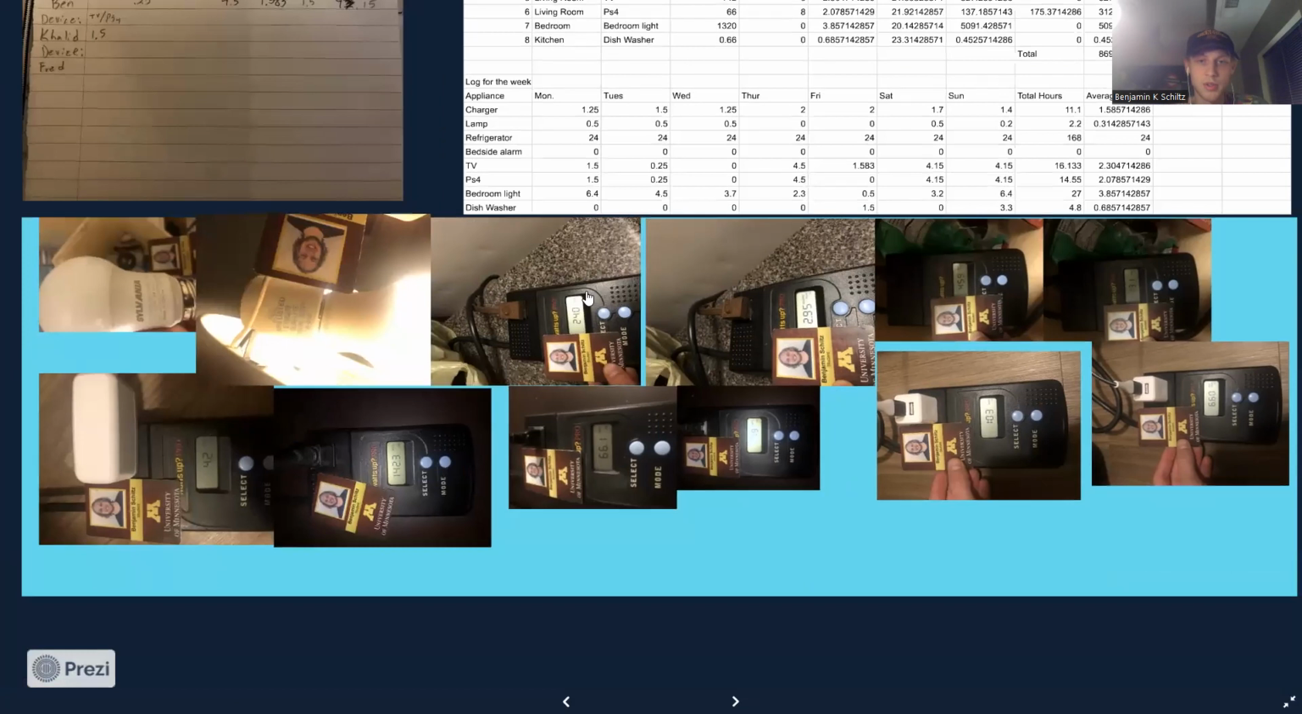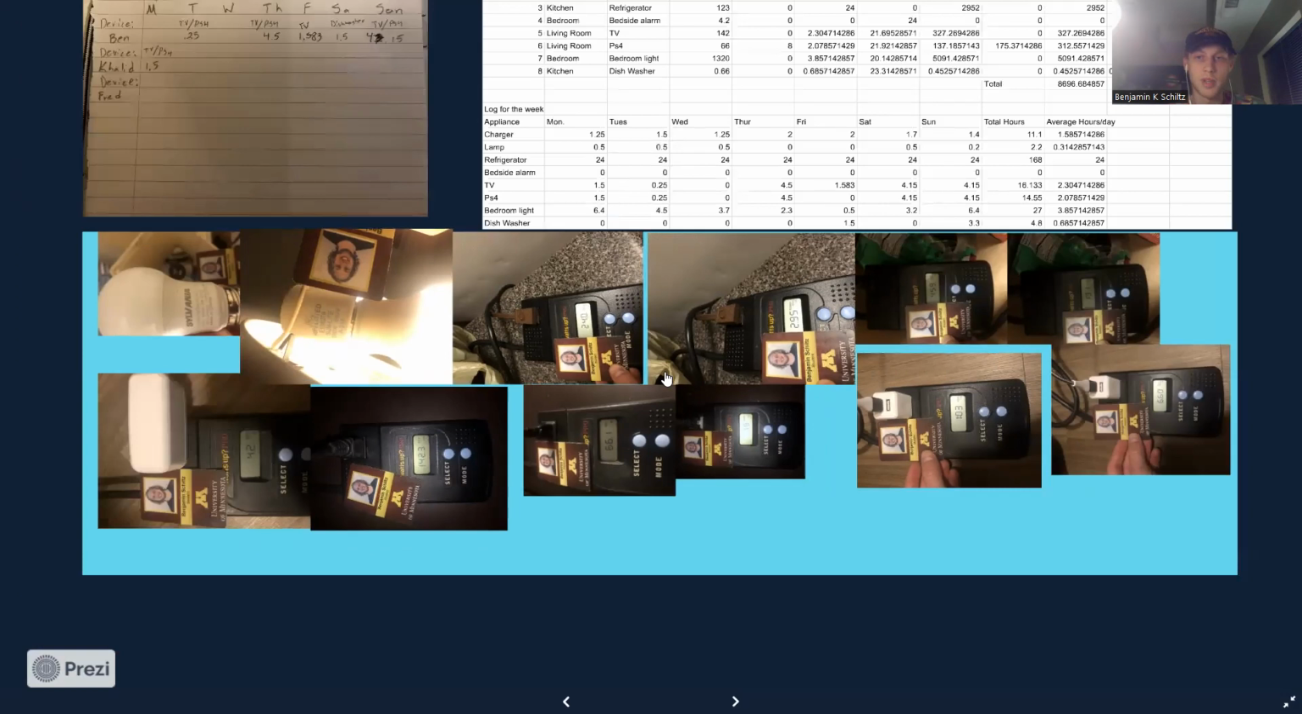Here, you can see this is my variable with the time for the fridge. Same thing here with the charger over here and the cycle dishwasher over here. This is the PS4 when it's on, versus the phantom power when it's on rest mode, which is off but using less power.